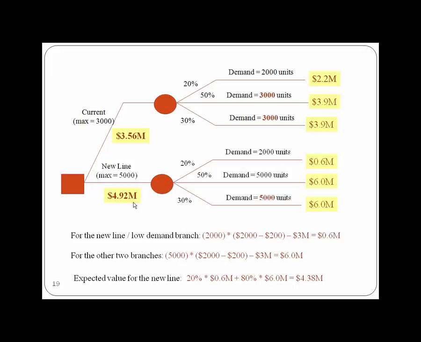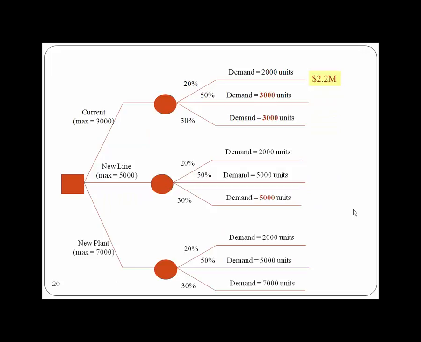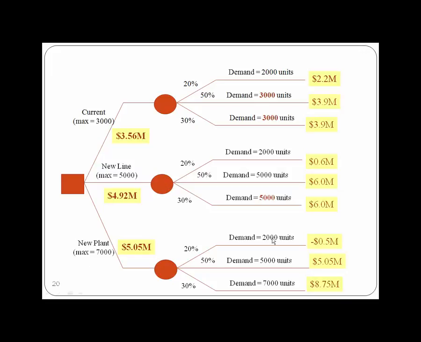So what do you think is going to happen when we look at the new plant? Again, the new plant has higher fixed cost but lower variable cost. If you guess that the range of possible outcomes is going to be even wider, then you're correct. It turns out, and you can run through these calculations yourself, that if we go with a new plant and demand turns out to be just 2,000 units, then we're going to take a bath of $500,000. If demand turns out to be 5,000 units, we can pick up all that potential demand and we'll get a payoff of 5.05 million.